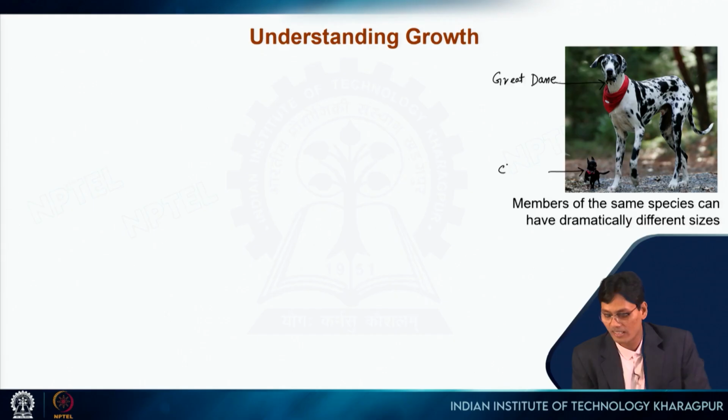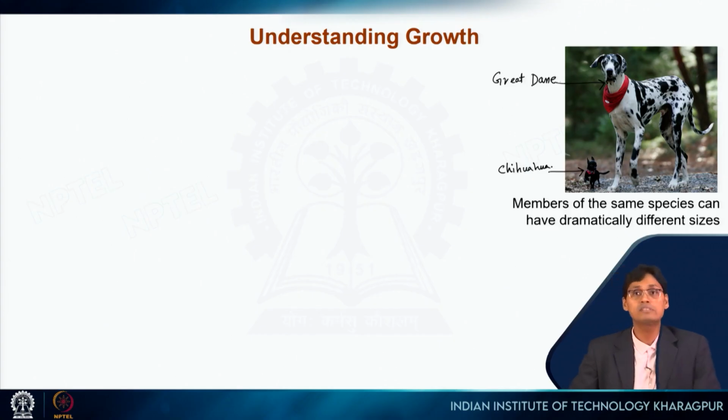This is a Chihuahua. This is a very small dog actually. People like it for its size. Both are dogs, the same species, but as you can see, they have a massive difference in terms of size. I would say almost 35 to 40 times difference in terms of weight between this Chihuahua and Great Dane. Chihuahua is approximately 3 to 4 kg, right? It's a very small dog.